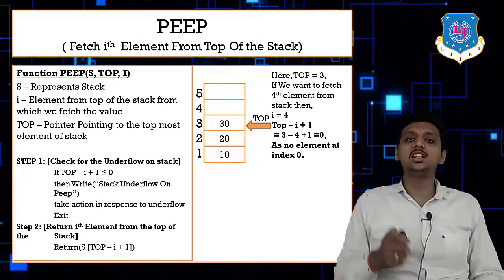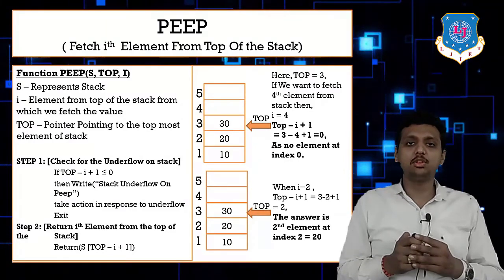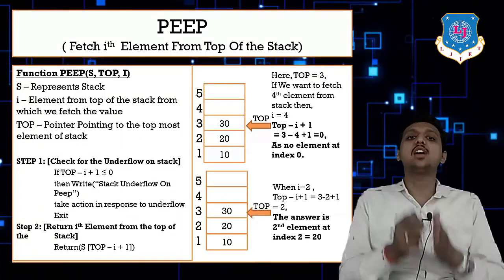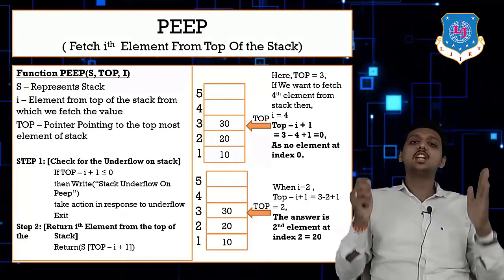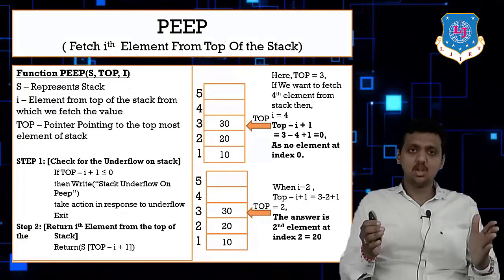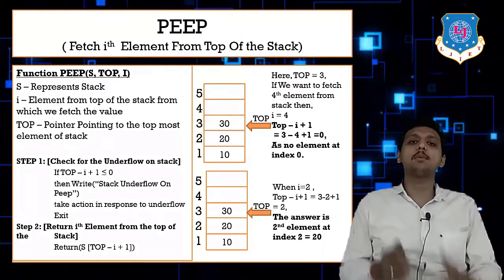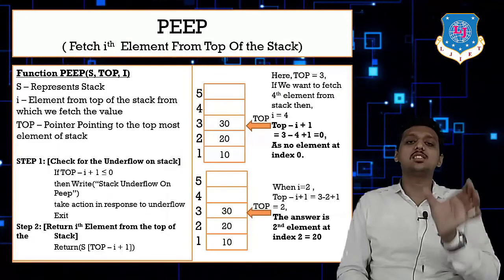Now step number 2 is to return the ith element from the top of the stack. How can we return the ith element from the top of the stack? The ith element from the top of the stack is at S of top minus I plus 1, because top minus I plus 1 is the index of the ith element, and the value at that particular index is S of top minus I plus 1. So that is your answer: return S of top minus I plus 1.